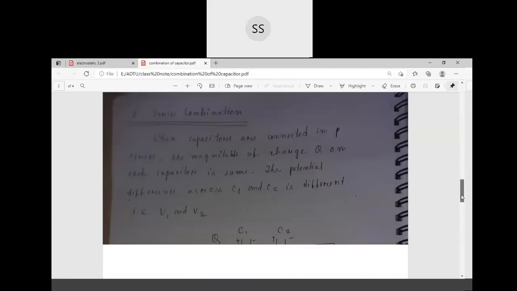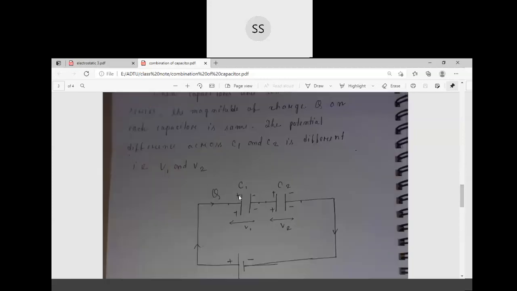Next is series combination. Here series combination means one after another. Here we can see that the amount of charge passing through C1 and C2 will be the same since they will travel in the same path. Since all the charges will travel in the same path, the amount of charge will be the same in C1 and C2, but the potential across both the capacitors will be different. Potential will be different across both the capacitors, but charge will be the same.